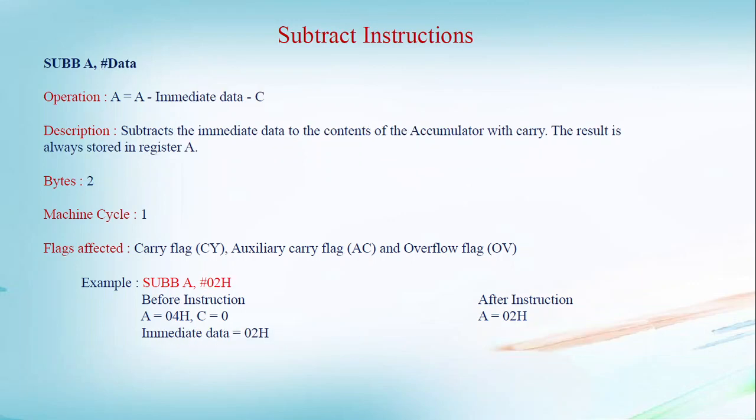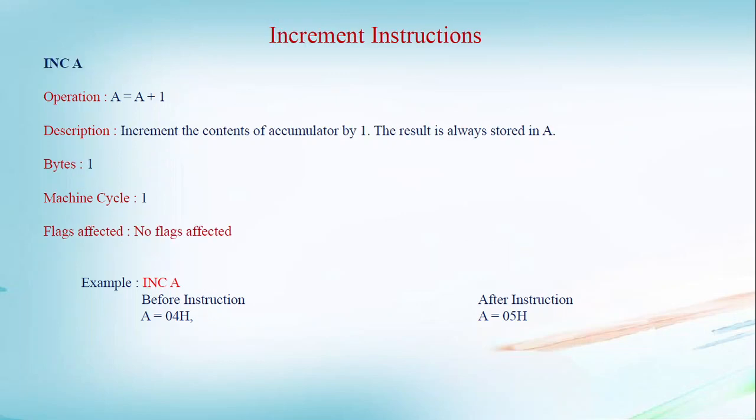Then SUBB A, #data, which means subtract the immediate data from the contents of the accumulator with borrow. The result is always stored into register A. Here the carry flag, auxiliary carry flag, and overflow flag get affected. SUBB A, #02h. So after the instruction gets executed, A equals 04 minus 02, and the result will be stored into the accumulator only.